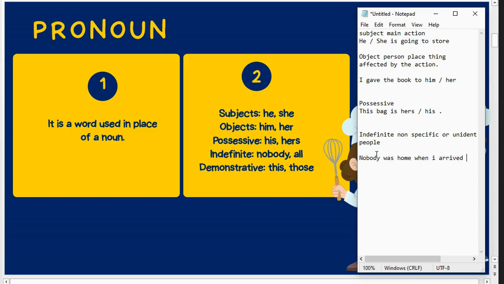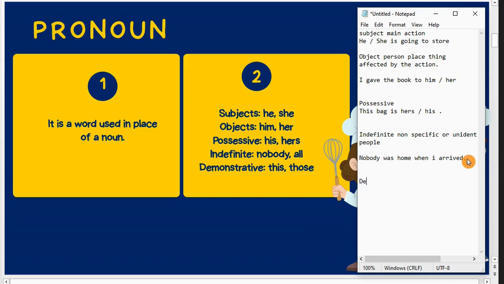It means nobody, we don't know nobody. Nobody could be a girl, boy, person, name, nothing. We don't know nobody. Nobody was home when I arrived. It means I don't know if that person is a woman, girl, boy, aged person, young person. So we don't know. We can also use someone. We don't know the specific gender or person we are talking about. So this is the indefinite pronoun.